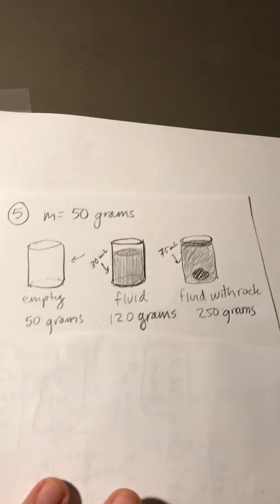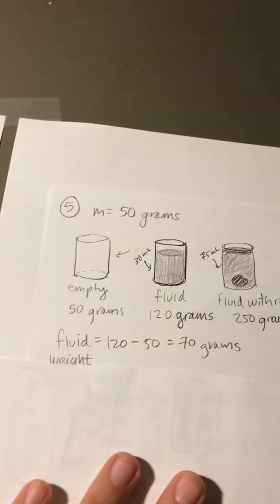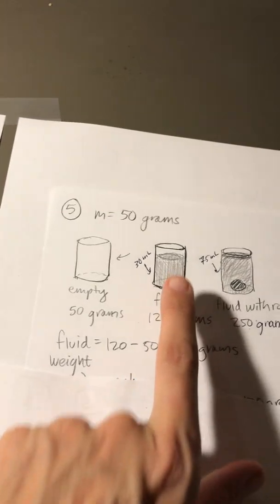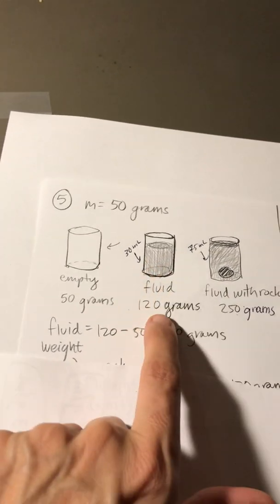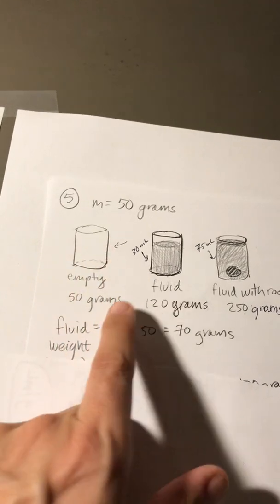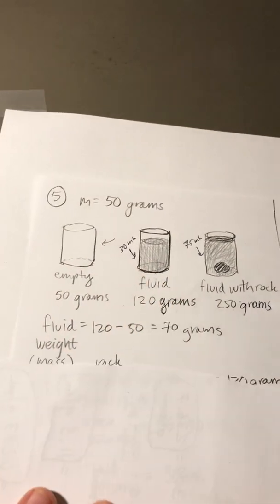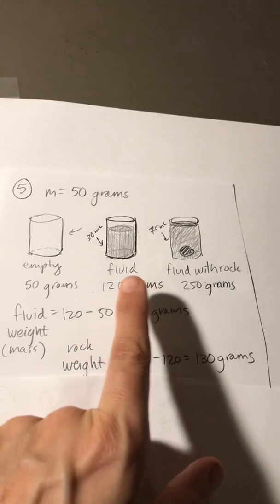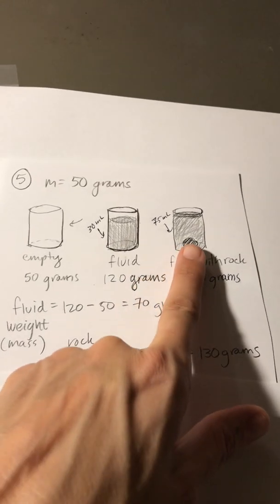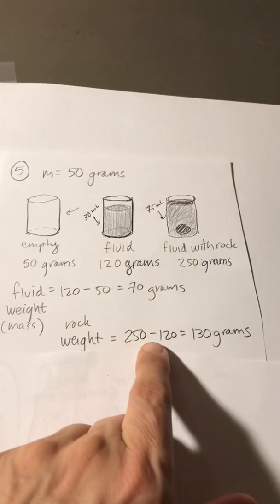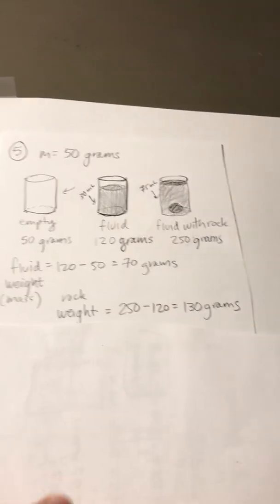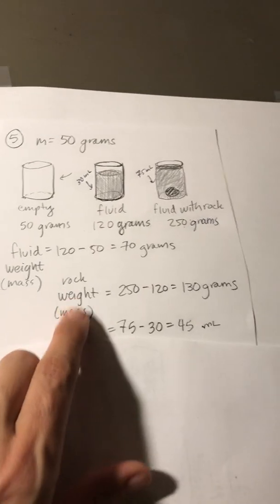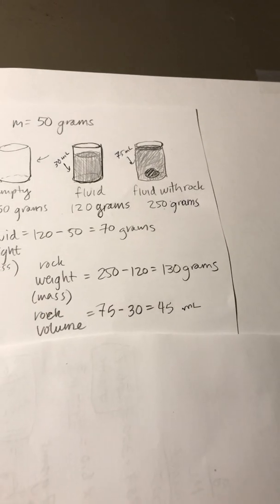Okay? So to continue our thinking, hopefully if you walk through the mental steps here, the fluid's weight must be 120 grams because the empty cup already weighs 50. So just the weight of the water is 70 grams. The rock, using this same idea, if just adding the rock made the weight go up to 250, then the rock itself must be 130 grams. Now we know weight is basically mass, as we've been talking about before.